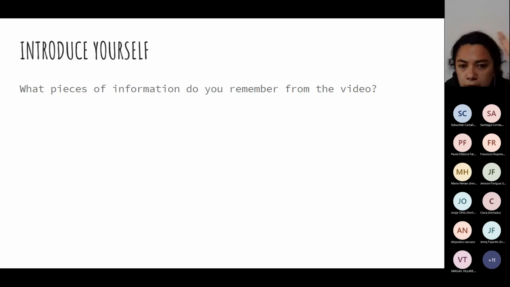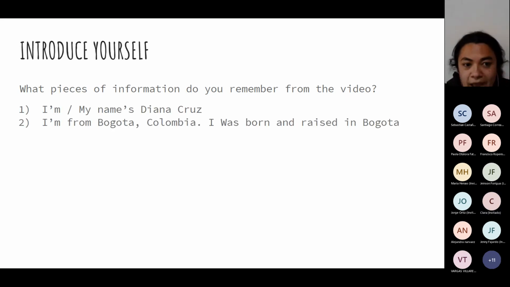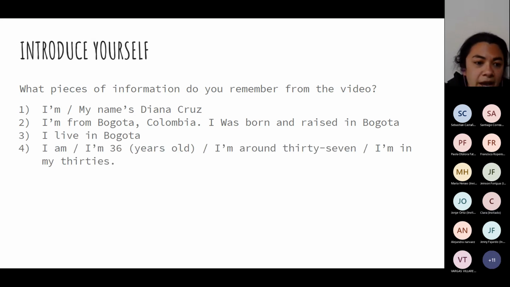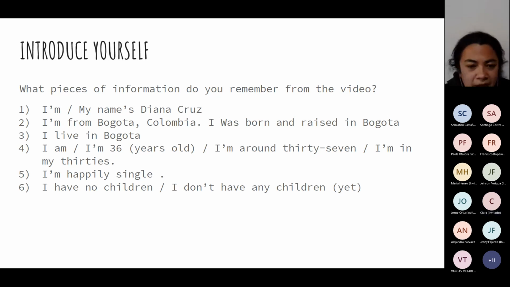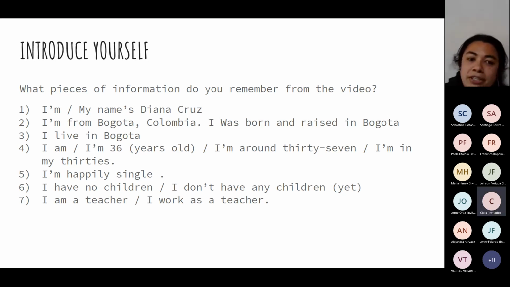Hello, everyone. Hello, everybody. My name is Diana Cruz. I was born and raised in Bogota, Colombia. I live in Bogota, Colombia right now. I am 36 years old. I am happily single, and I have no children. I don't think I will have children in the future. And I'm a teacher. I work as a teacher. All right. A very simple introduction, basic information.